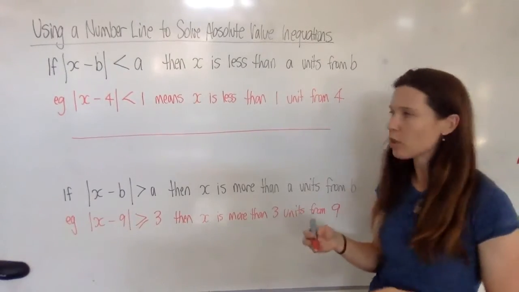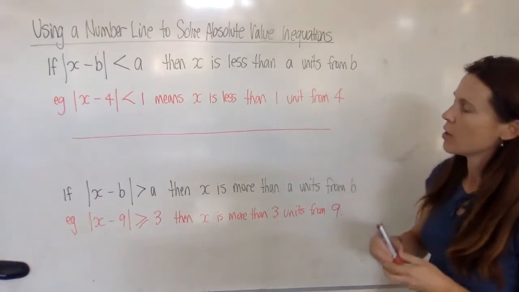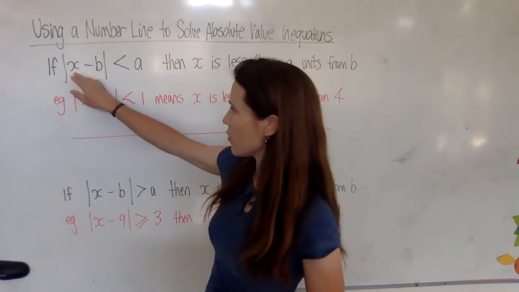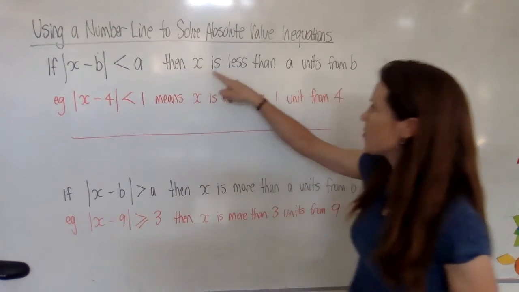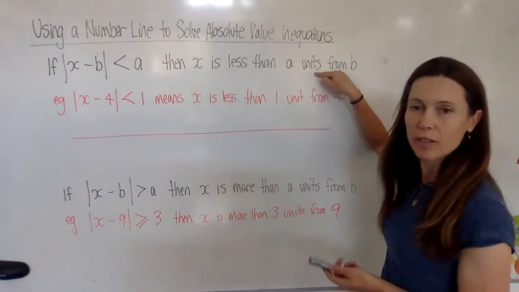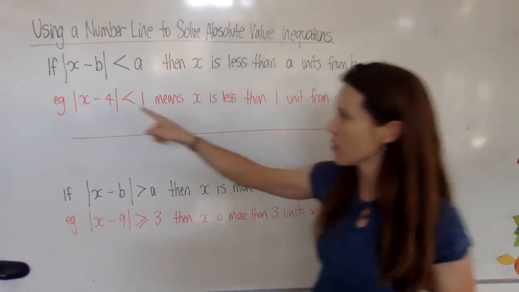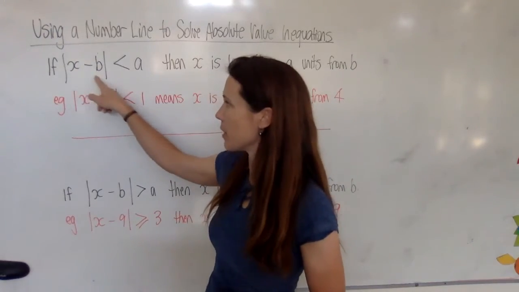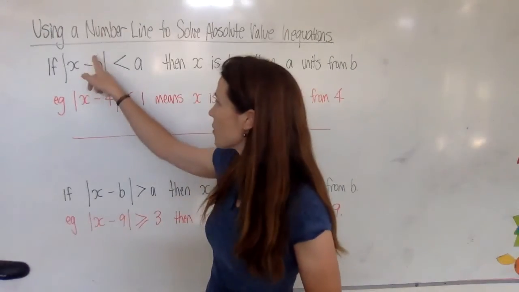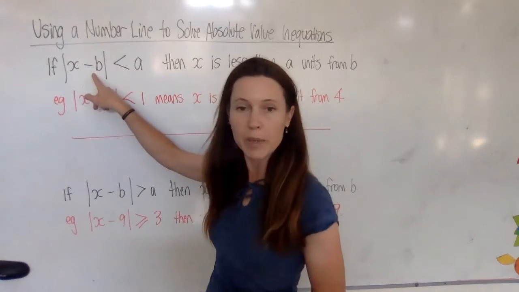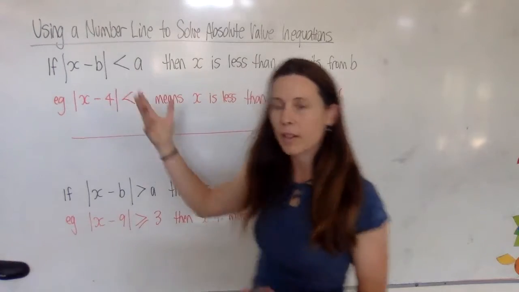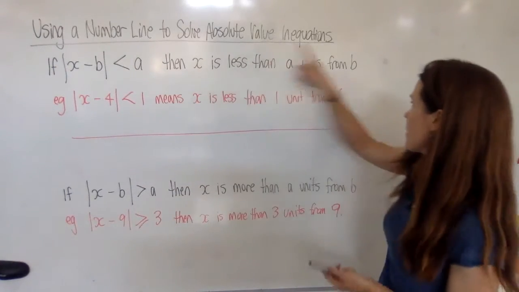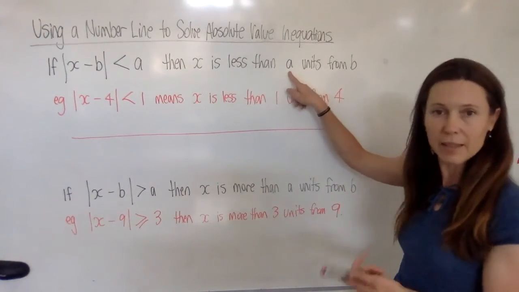Now when we use the same concept with inequations, we say that if the absolute value of x minus b is smaller than a, then x must be less than a units from b. Because remember, we're looking at the distance here between a and b. We're making it positive so that we don't mind which number is bigger. And if we're saying that distance is smaller than a, then the distance between x and b is less than a.